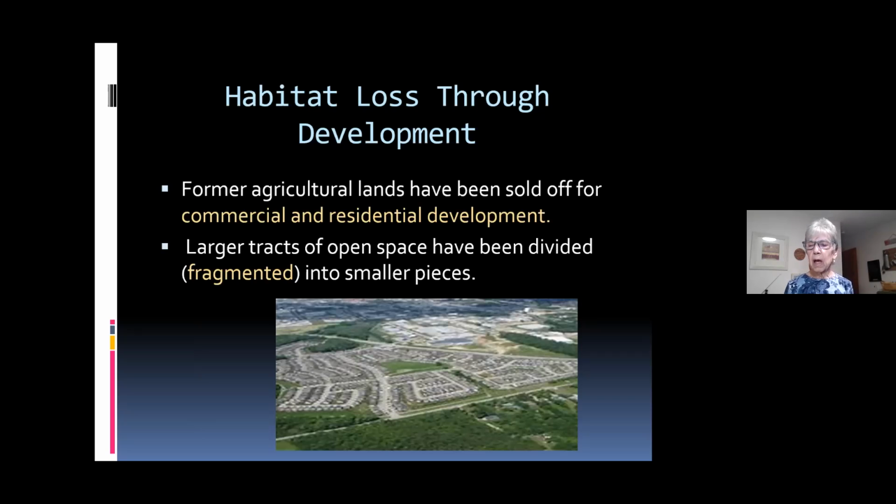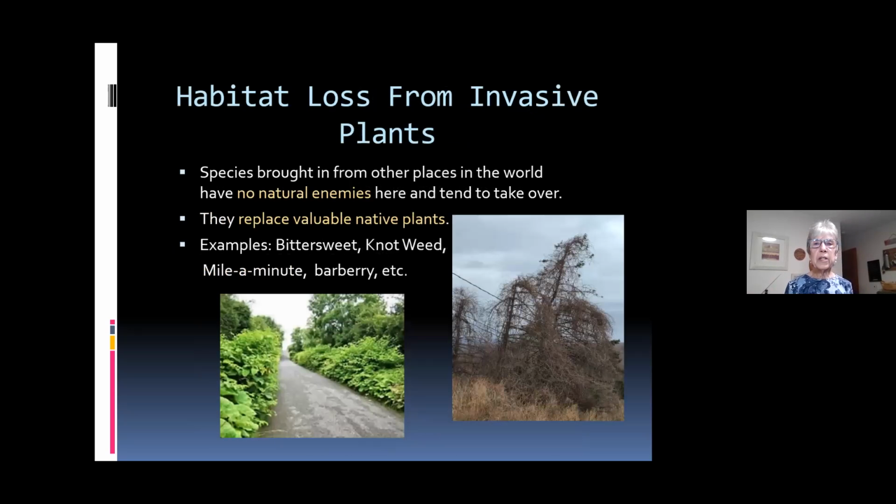Now honeybees can go about 4 miles from their hive with no problem. Native bees travel about 1/4 of a mile, depending on which native bee you're talking about, and some don't even go that far. So it's in their interest to have connected habitats. Habitat also is lost from invasives, and we know we have invasives. You see them along the roadsides, and they have replaced valuable native plants.